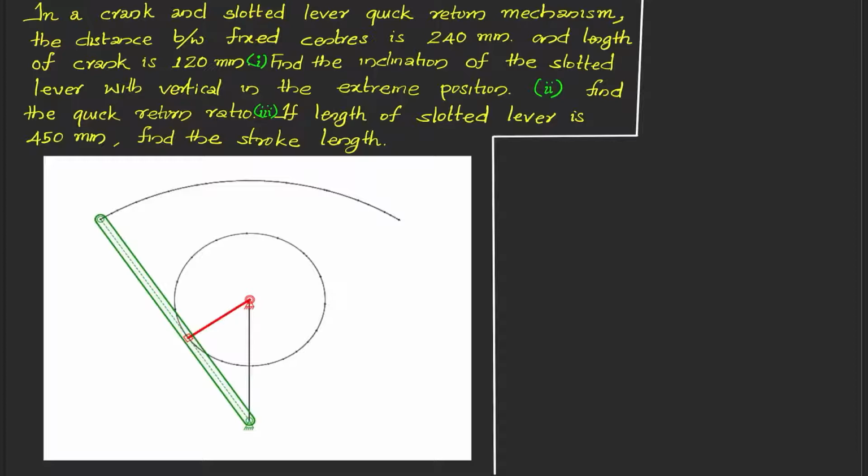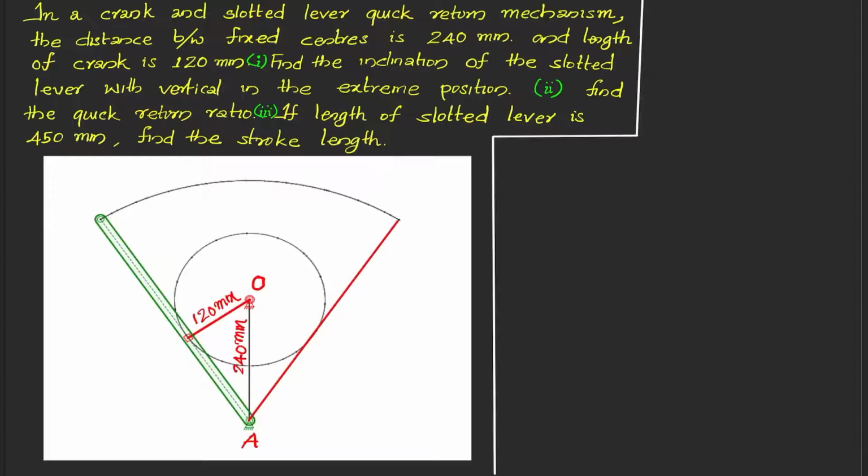For that the length of the slotted lever is given. So here the crank is of 120 mm, that means this distance is 120 mm, and the distance between fixed centers, that is O is a fixed point and A is a fixed point, this distance is 240 mm. And this diagram is drawn for an extreme position. The other extreme position you can evaluate. The other extreme will be occurring when the slotted lever becomes tangent to this one. So this will be the other extreme.